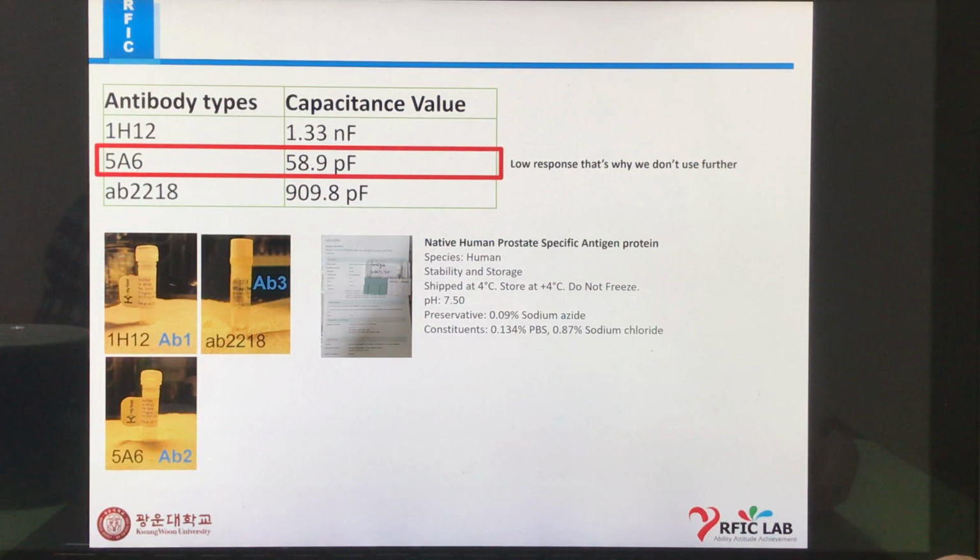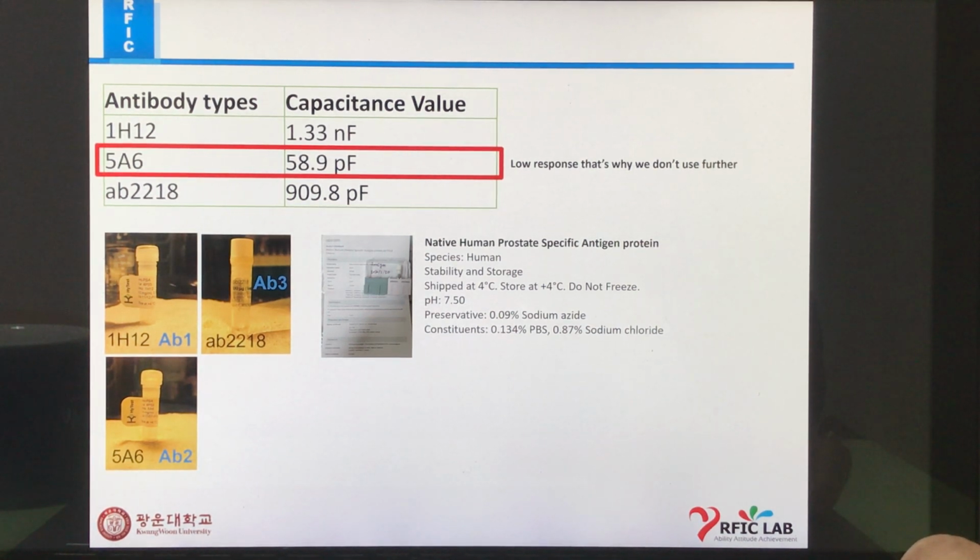We have three types of antibody: 1H12, 5A6, AB2218. We have three types of antibodies, and one antigen. It's a native human prostate specific antigen protein. So I have to separate out the three antibodies that we have in our lab. I just want to classify and finalize which type of antibody is best conjugated with the specific antigen that we have in our refrigerator.